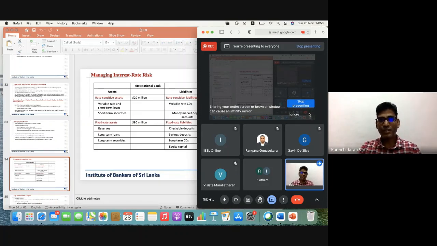Here, what I'm talking about is the interest rate risk perspective. We are trying to capture interest rate risk. Now, let's assume it's a positive gap. If it's a positive gap, that means interest rate sensitive assets are more than the liabilities. So now let's assume the market interest rate increased by 1%.